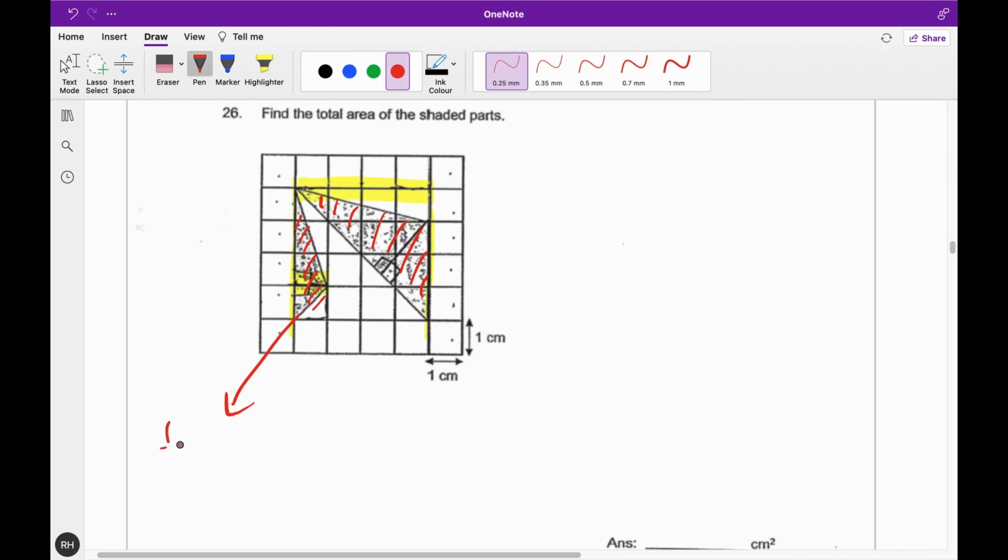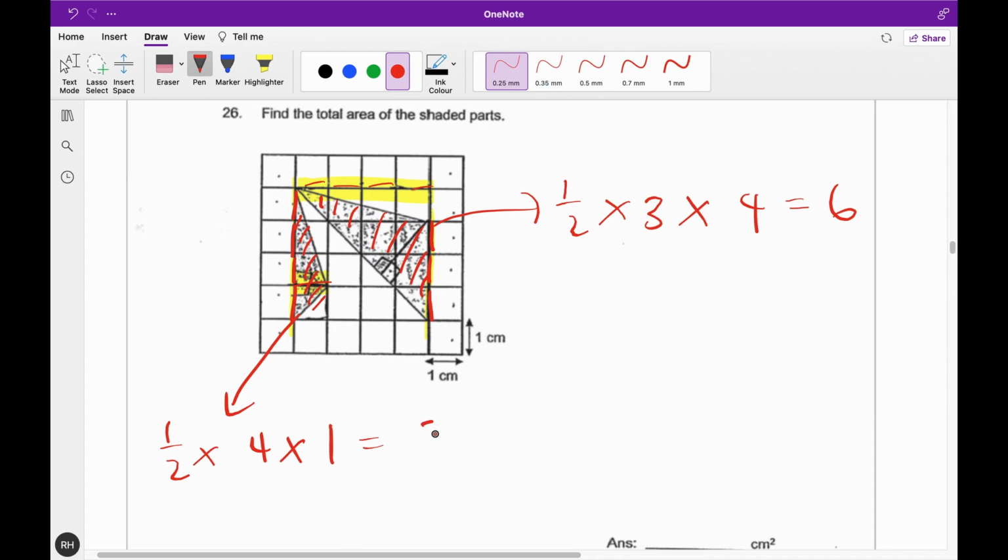So for this triangle, it will be half times base. The base is 1, 2, 3, 4, 4 centimeter times height. The height is 1 centimeter. For this triangle, half times base. Where's the base? 1, 2, 3. The 3 unit times height. The height is 1, 2, 3, 4, times 4. So 3 times 4 is 12 divided by 2, we have 6. Okay, 4 times 1 is 4, divided by 2, we have 2. So the total area would be 6 plus 2 will give us 8 square centimeter.